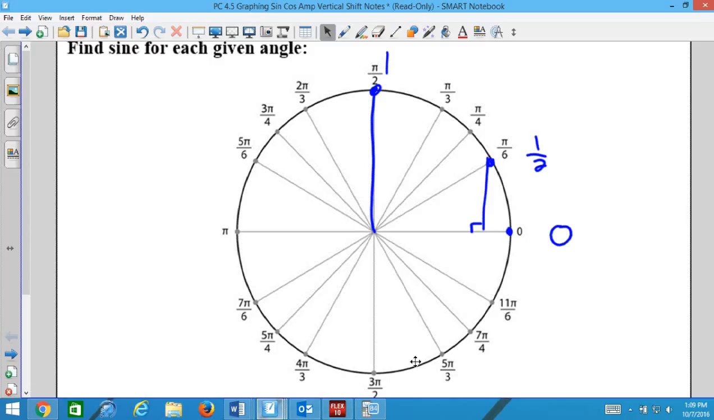All right, so right here, my sine is the y value. How much did I go up? That's radical 2 over 2. It's just the y value. That's the sine of 45 degrees.